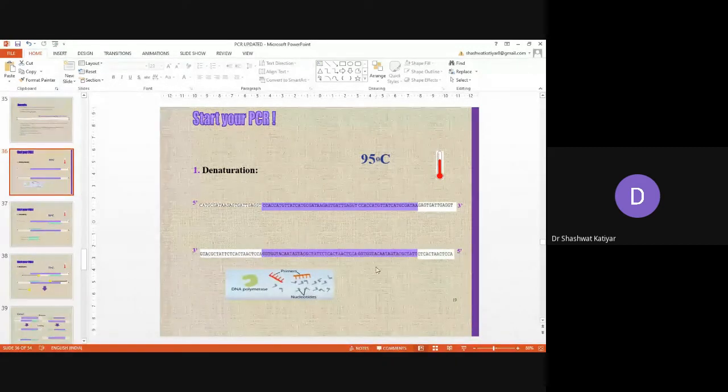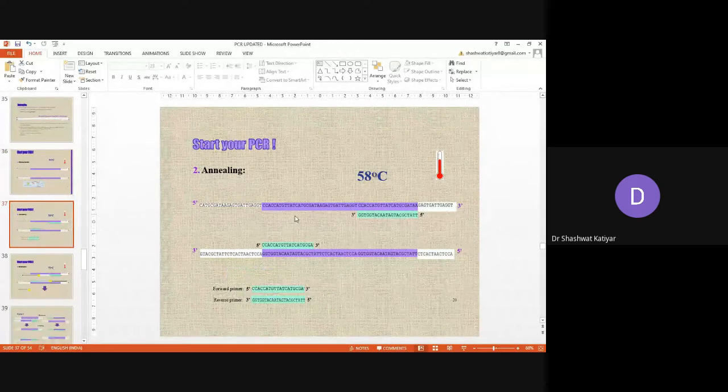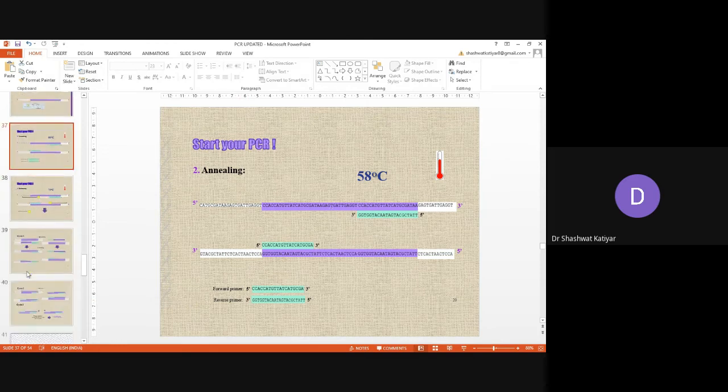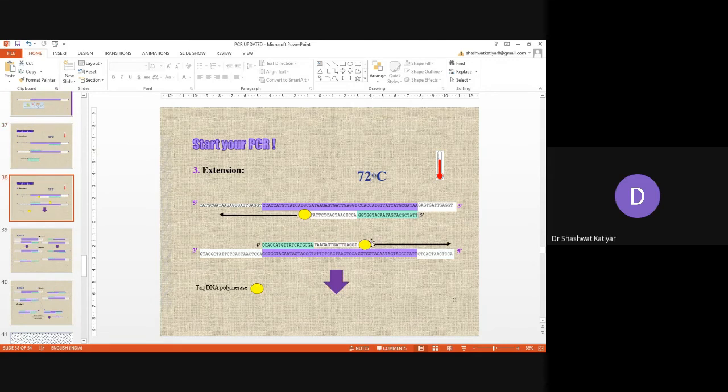So first is the denaturation reaction, by which you first denature that particular sequence, then annealing of the primer. This one is the reverse primer, 5 prime to 3 prime. It will bind on the particular known sequences and amplify on the two denatured strands. So this one is a forward primer and this one is a reverse primer. There are two primers which can amplify. This one is the extension.